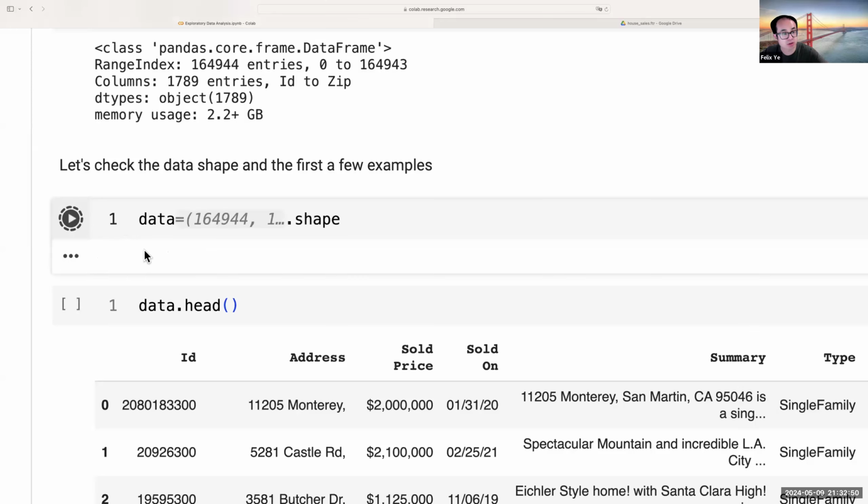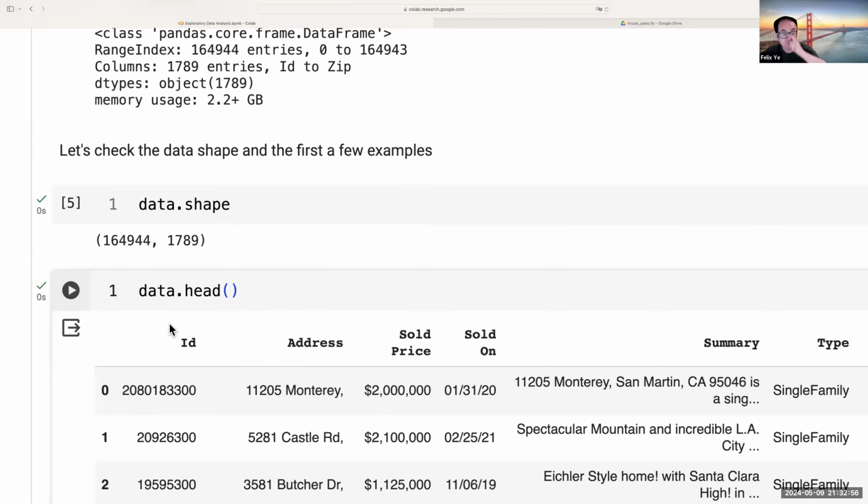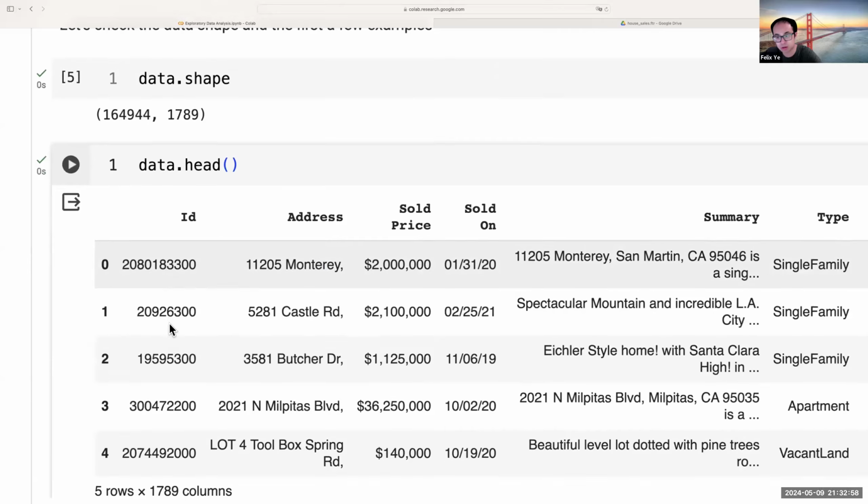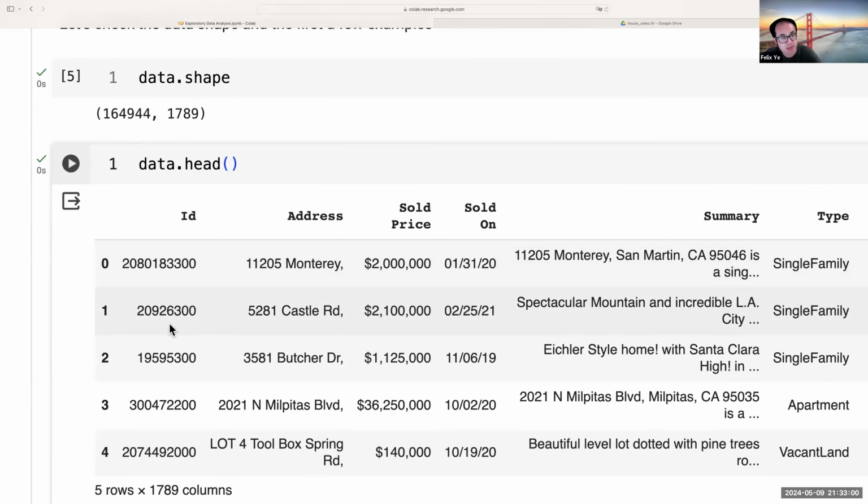So let's look at the data shape and a couple of examples. This tells you the shape I already mentioned: a lot of rows and a lot of columns. So let's look at the first 5 rows. If you want to look at the first 5 rows, you say data.head. This is ID, this is address, this is sold price. That's something that we want to predict.